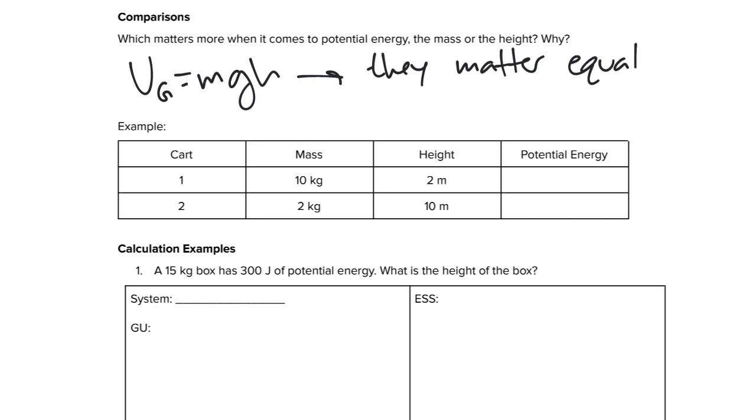And this is because they're simply multiplied together. They have the same degree, if you were speaking in mathematical terms. They're both to the first power. They're not squared. They're not cubed. None of that. So they matter equally.